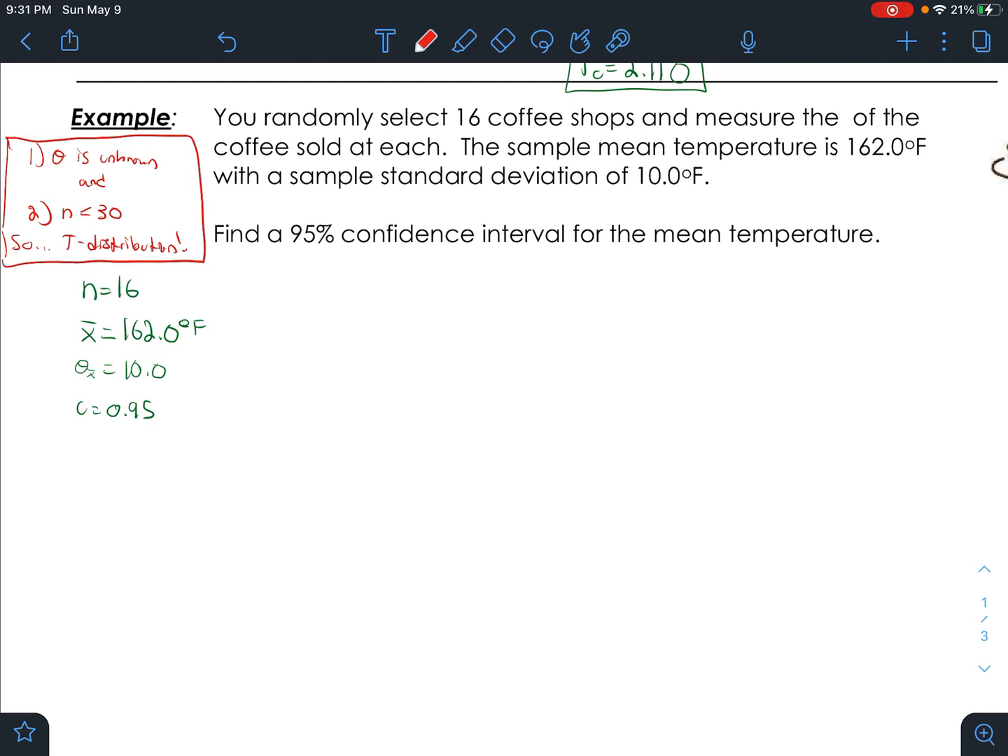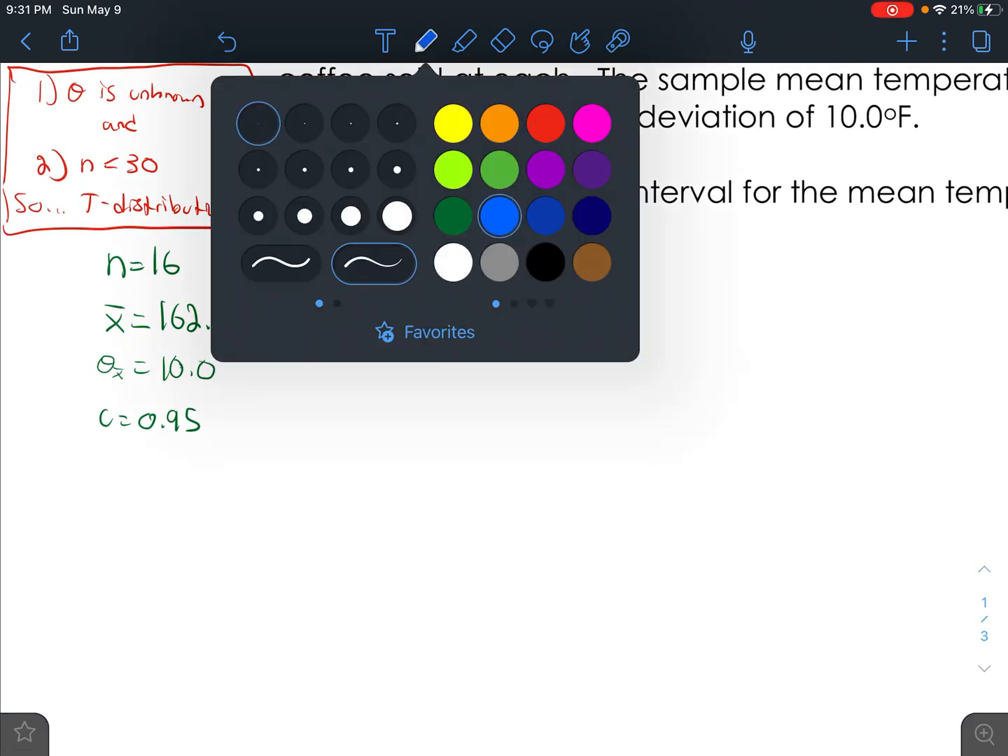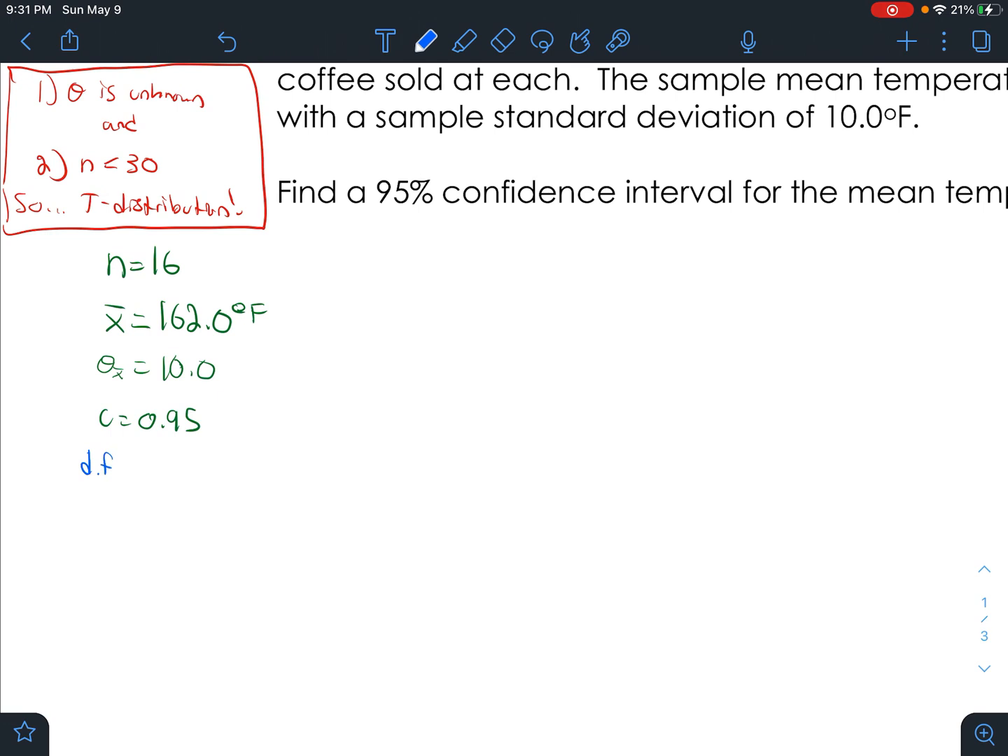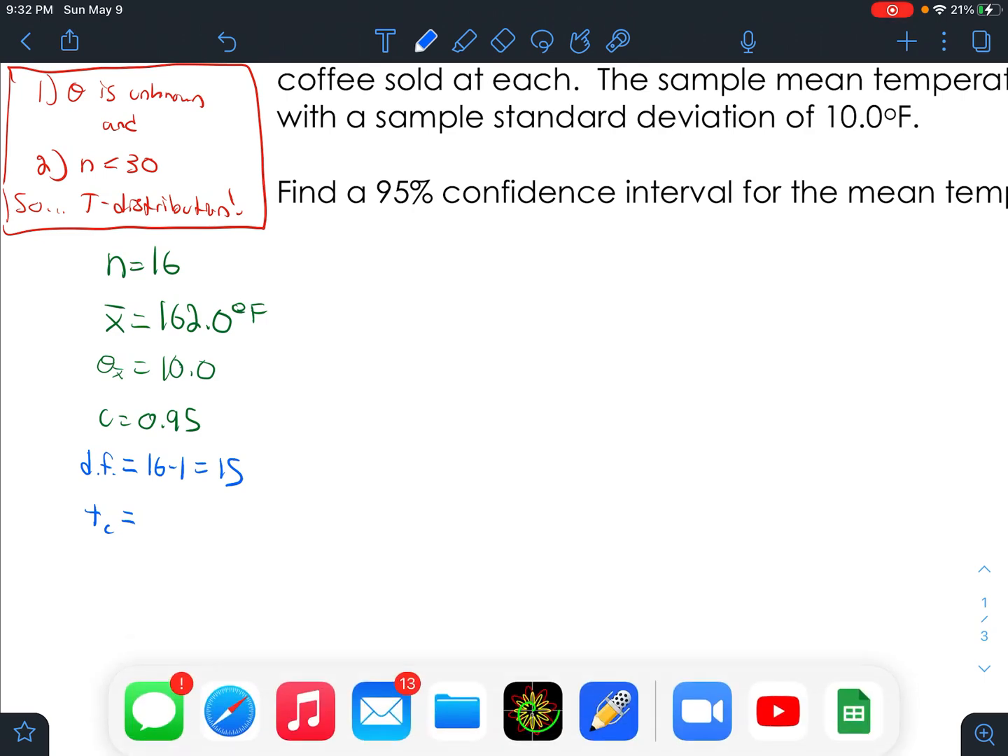Okay, fantastic. So we have all of our information listed here. The next thing we can find would be our degrees of freedom. Now that we've decided we're going to use a T distribution, the first thing we want to do is figure out the degrees of freedom. So it would be 16, which is n less 1, so 15. After that, we're going to want to find our T-score, our critical value, using that chart. So we have degrees of freedom of 15 and a 95% confidence interval.